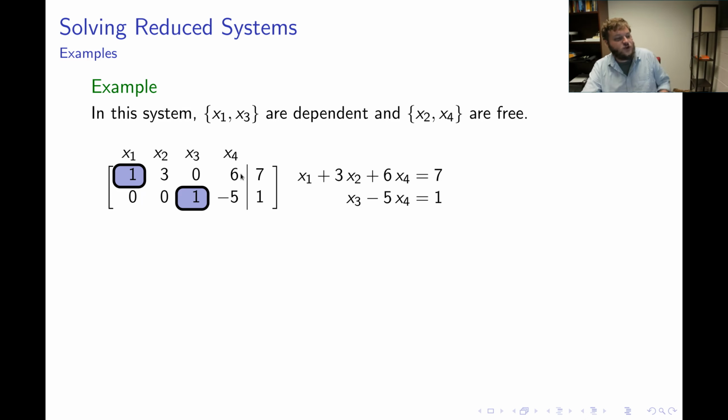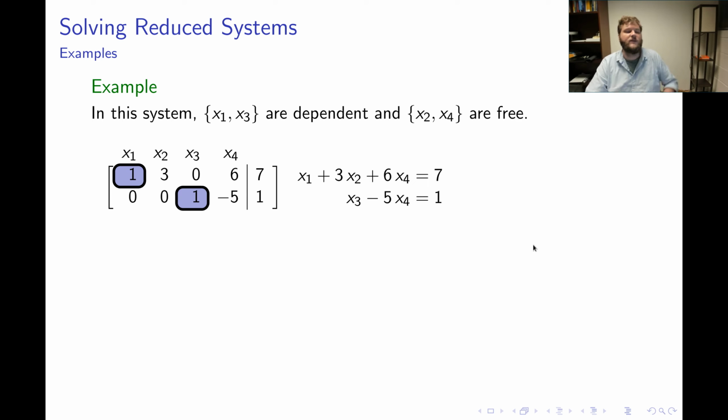So if I look at the 2 equations articulated by this augmented matrix, what are they? The first one should be 1 times x1, so x1, plus 3 times x2, plus 0 times x3, plus 6x4 equals 7. So that's my first equation here. The second equation comes from the second row of the augmented matrix. It should be x3 minus 5x4 equals 1.